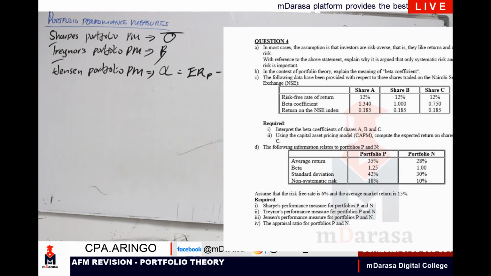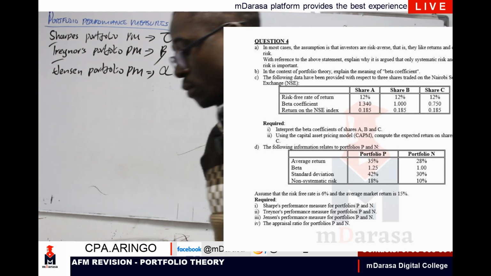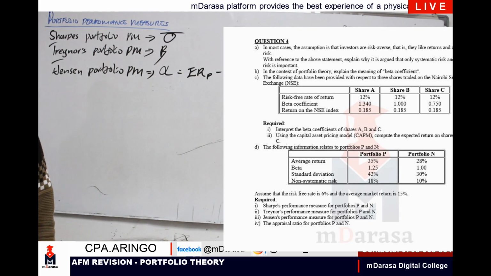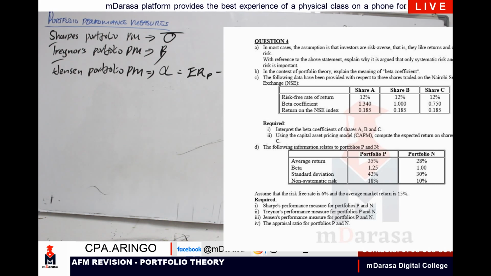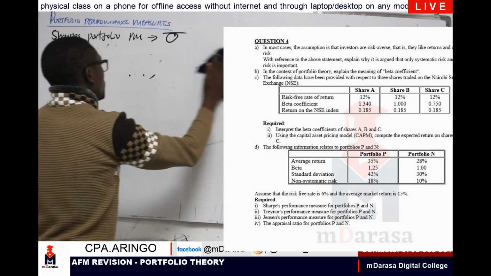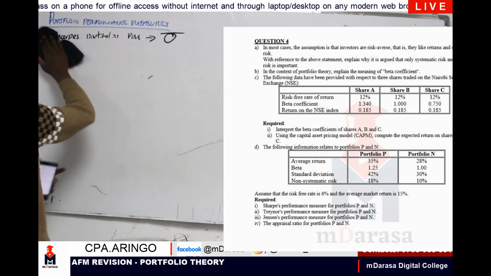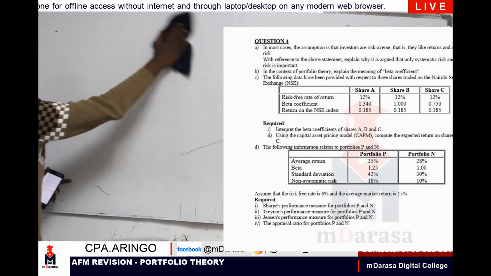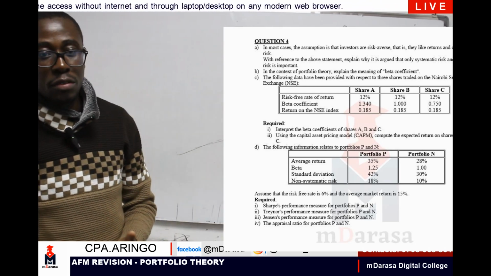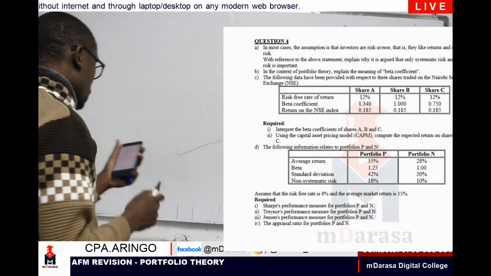For the first bit, the examiner wants us to compute Sharpe's, assuming that the risk-free rate is 6% and the average market return is 15%. You're supposed to compute Sharpe's performance measures for portfolios P and N. After doing that summary, which we literally had before, our task now will be very easy. Why is Mwalimu saying that our task now will be very easy?